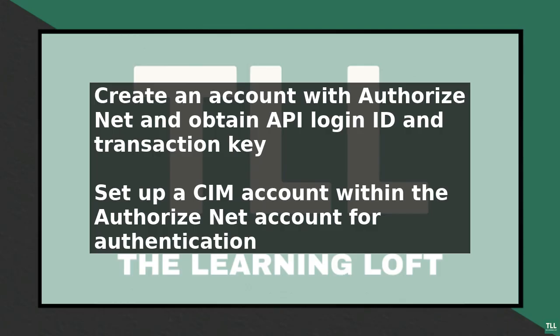Once you have decided on the implementation method, you can start integrating the CIM API into your website or application. This involves sending a request to the Authorize Net server to create a customer profile and payment profile. The customer profile contains information such as name and address, while the payment profile contains the actual payment information.